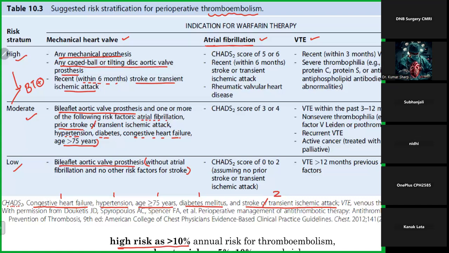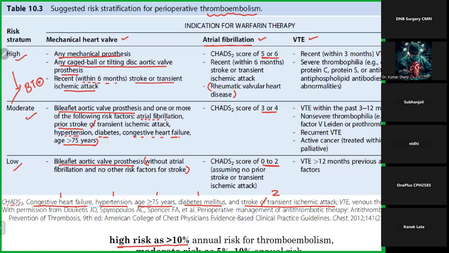A CHADS-2 score between 0 to 2, assuming there is no prior stroke or transient ischemic attack, is low risk. A CHADS-2 score of 3 or 4 comes in the moderate risk. A CHADS score of 5 or 6, recent stroke or TIA, or rheumatic valvular heart disease comes in the high risk.